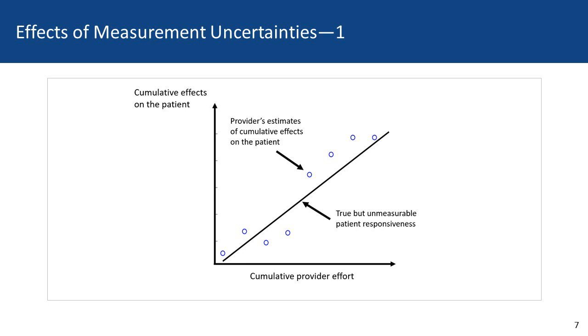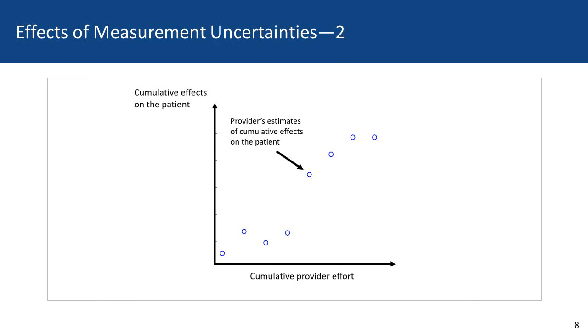So we show this on this plot where the straight line represents the model, which is the true but unmeasurable responsiveness of the patient to provider effort. And then we see a series of dots, which may be below or above this line. And these dots are the provider's estimates based on their interviews and their sessions with the patients.